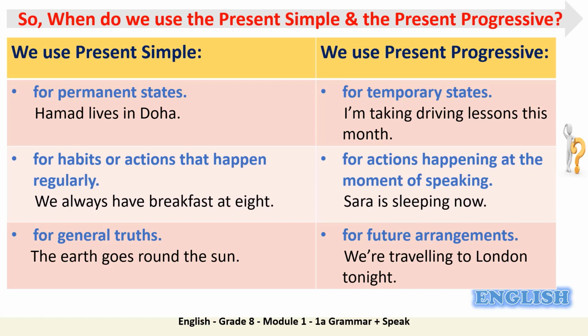Next, for actions happening at the moment of speaking. Like if I say, Sarah is sleeping now. Another example, we are studying English now. So we're doing this at the moment of speaking. The last use for present progressive is for future arrangements. Like if I say, we're traveling to London tonight. And like if you say, we're starting school in September. This is also another example for a plan in the future. Excellent, guys.